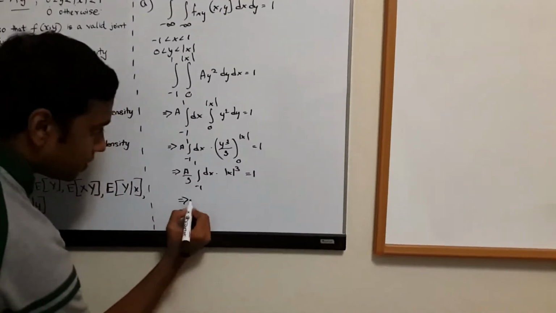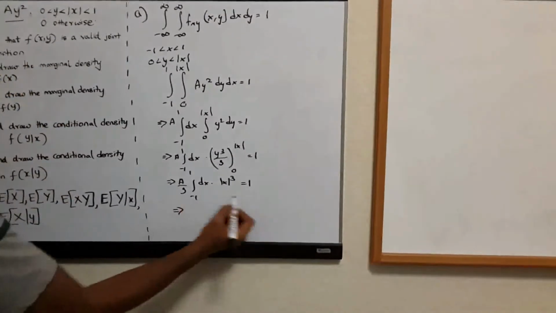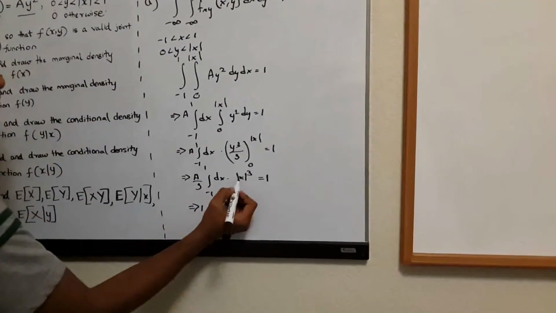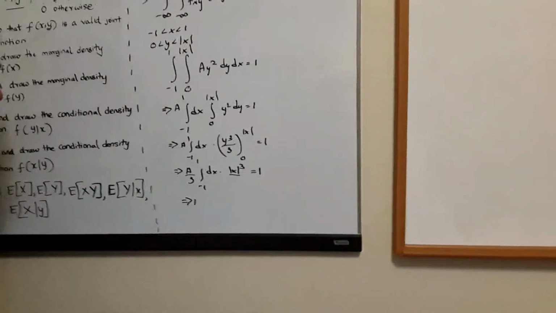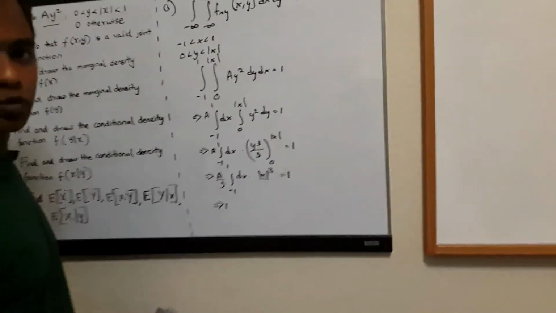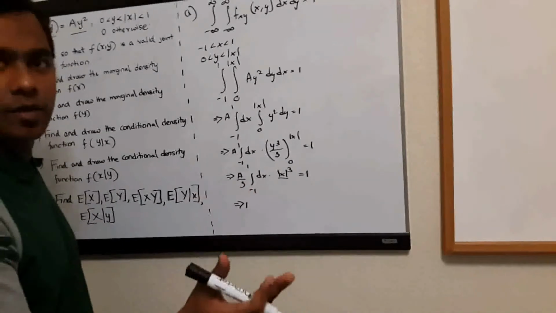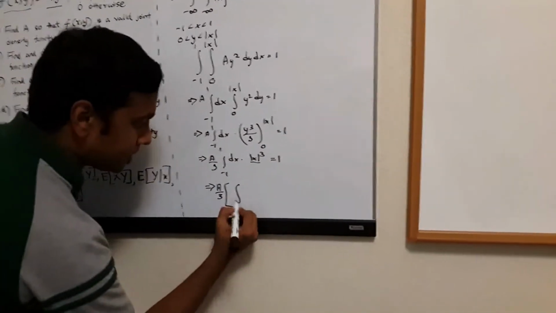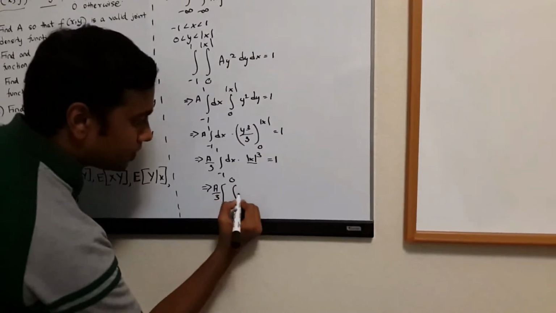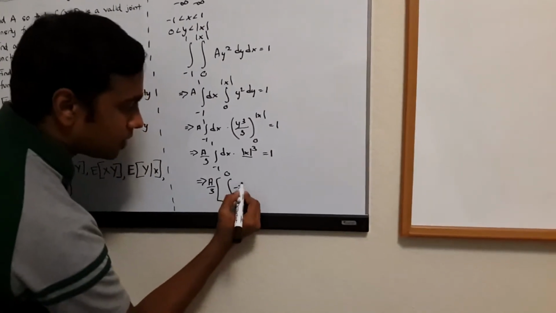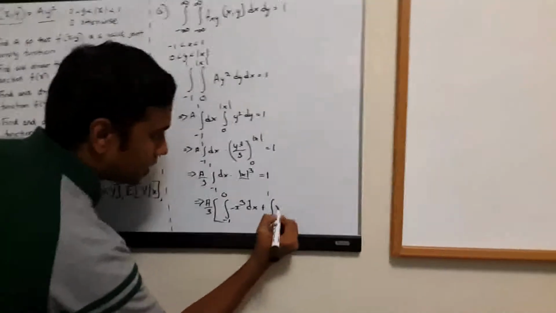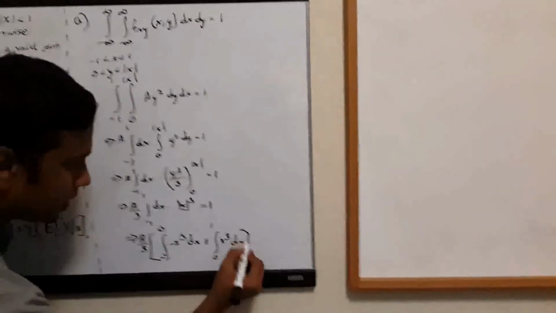Now we have to integrate this. Since it's the modulus of x the whole cube, we can split it up into two parts. So a by 3 times the integral from minus 1 to 0 of minus x cube dx plus the integral from 0 to 1 of x cube dx equals 1.